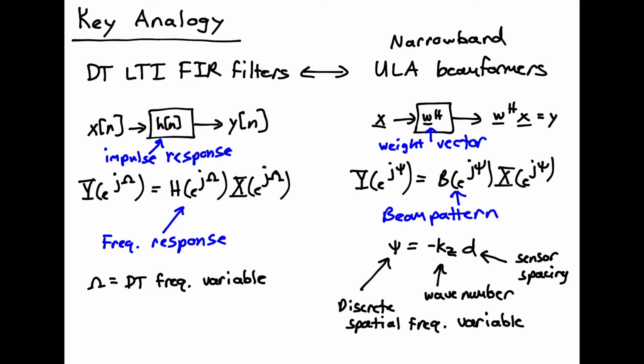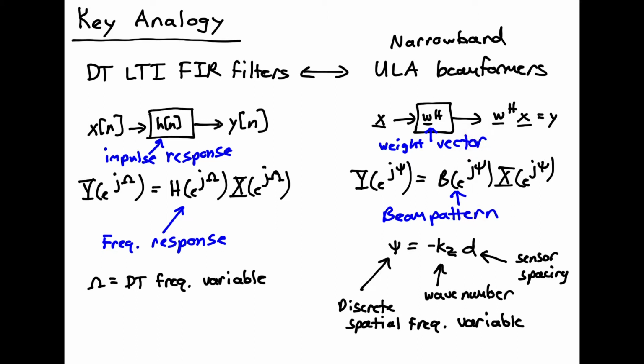And so I can relate the Fourier transform of the output of the filter, y of e to the j omega, as the multiplication of the input Fourier transform x of e to the j omega with the frequency response h of e to the j omega, which is simply the Fourier transform of the impulse response. So the impulse response and the frequency response are two key things that we use to characterize discrete time FIR filters.